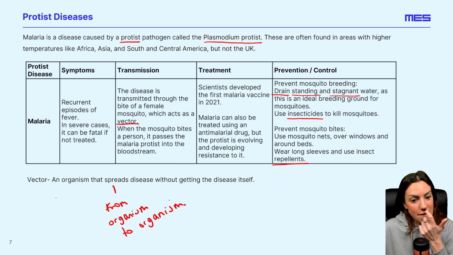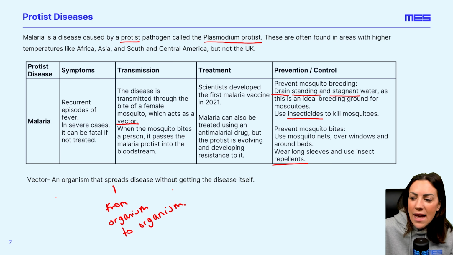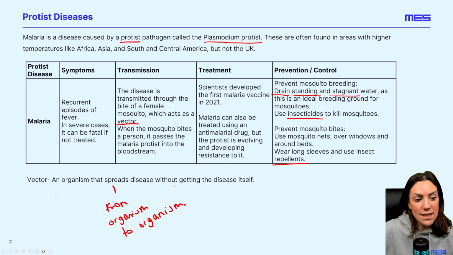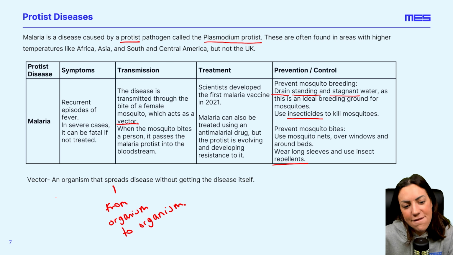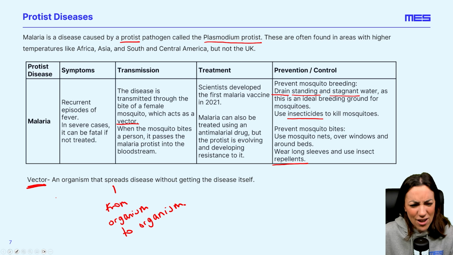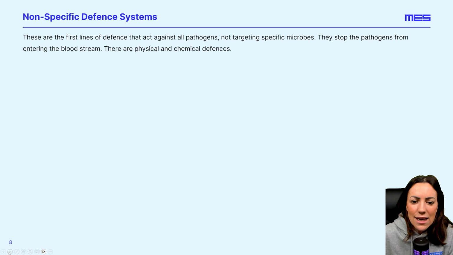So this vector would be the mosquito. It's the female mosquitoes only, and they are spreading the disease from person to person, but they are not affected by the disease themselves. Okay, so that's the term vector. Not the same as a vector in maths. I can't even remember what that is. Okay, let's move on now.